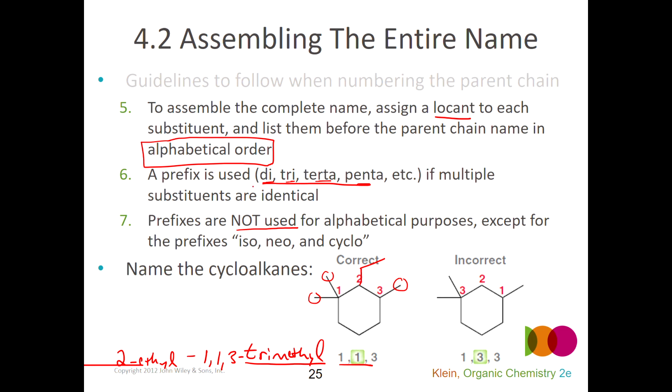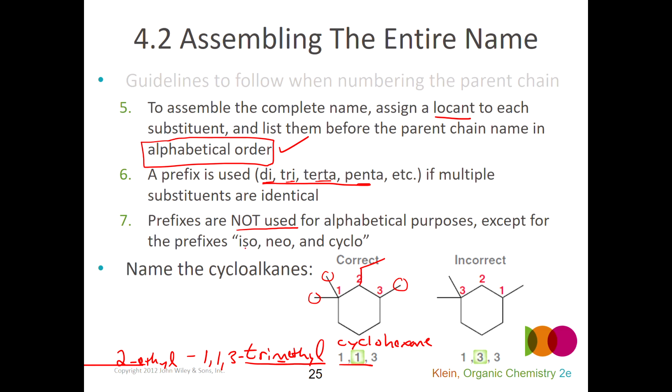And so when we're ordering them alphabetically, the prefixes don't matter. So I would compare the E from ethyl with the M for methyl. E comes before M alphabetically, so this substituent should come before the other substituent in the name of the molecule, the full name of the structure.